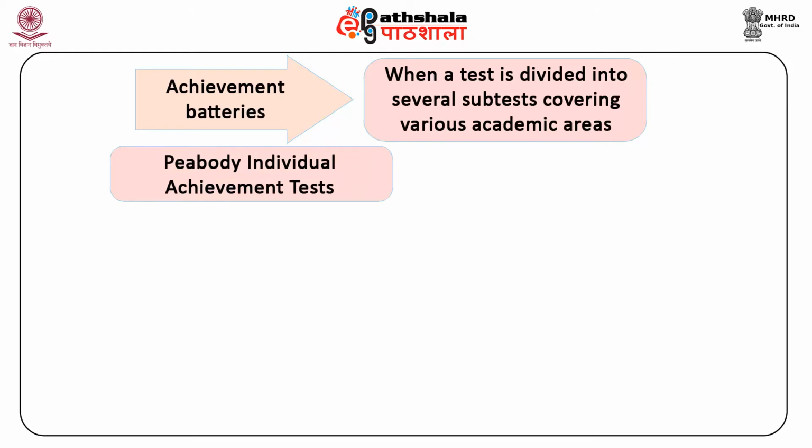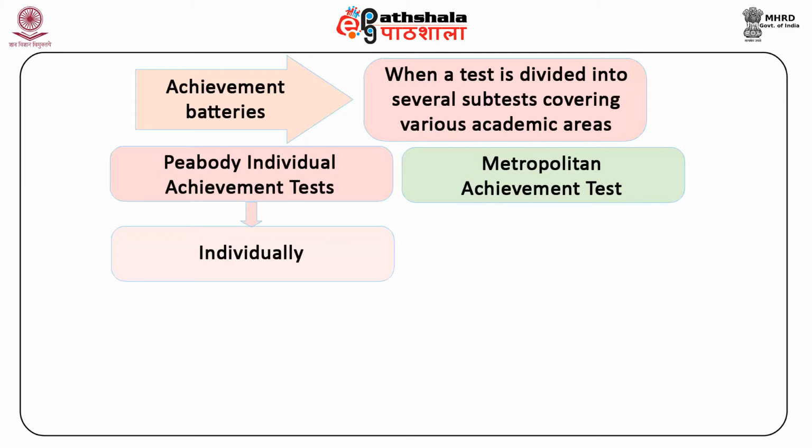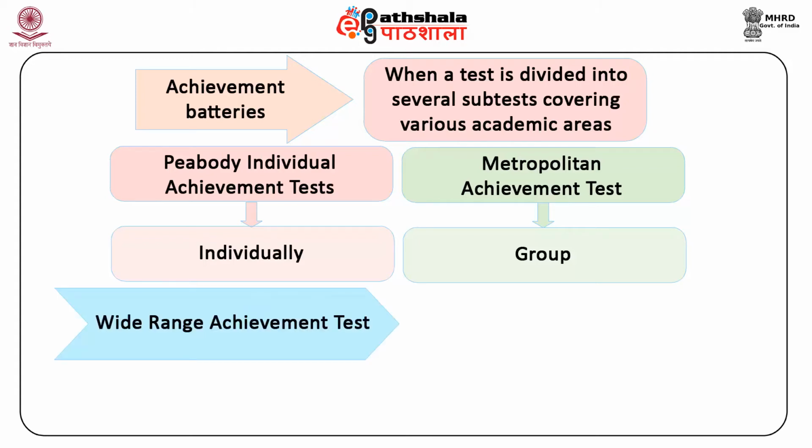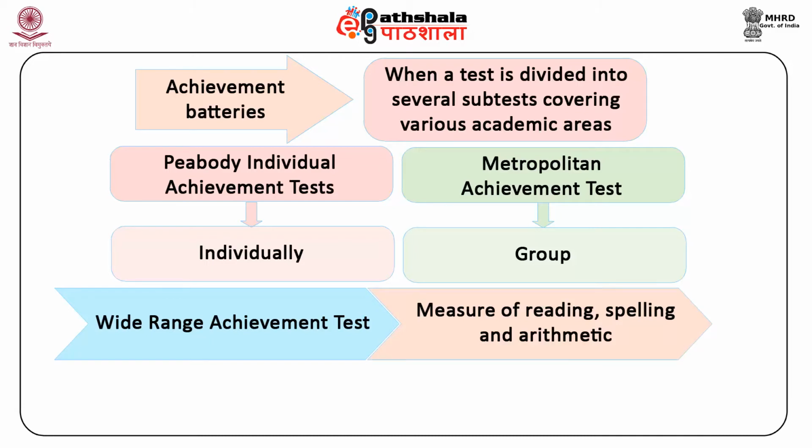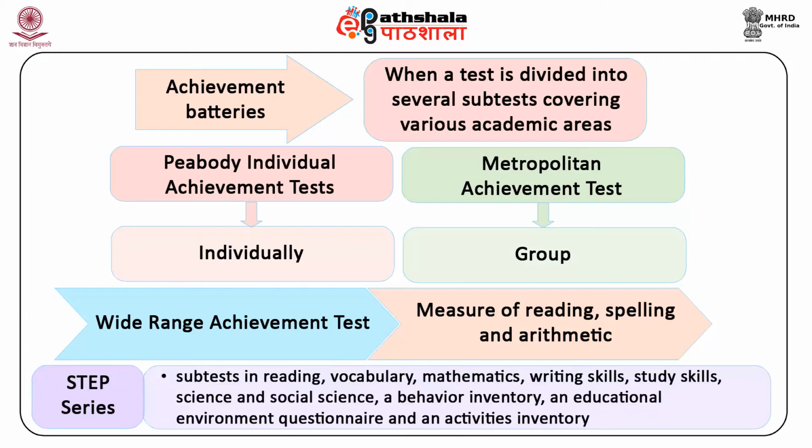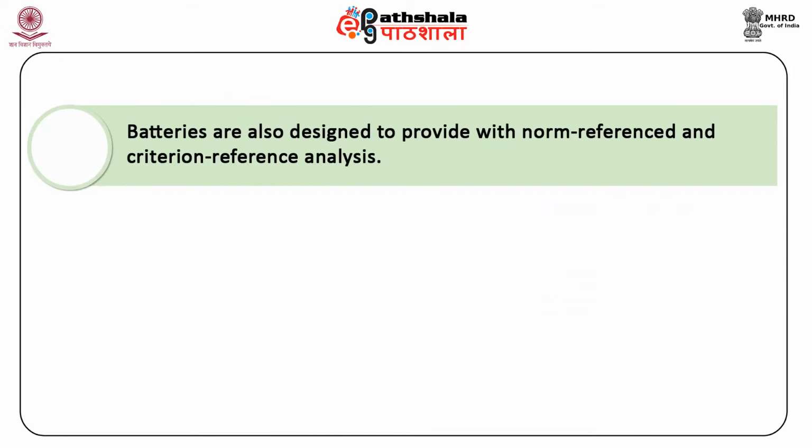Though the Peabody Individual Achievement Test is administered individually, the Metropolitan Achievement Test can be administered in a group. Achievement batteries consist of subtests such as the Wide Range Achievement Test, revised by Jastak and Jastak in 1984, with its measure of reading, spelling, and arithmetic, or can be comprehensive, as well as the STEP series that includes subtests in reading, vocabulary, mathematics, writing skills, study skills, science, and social science, a behavior inventory, an educational environment questionnaire, and an activities inventory. Batteries are also designed to provide norm-referenced and criterion-referenced analysis.